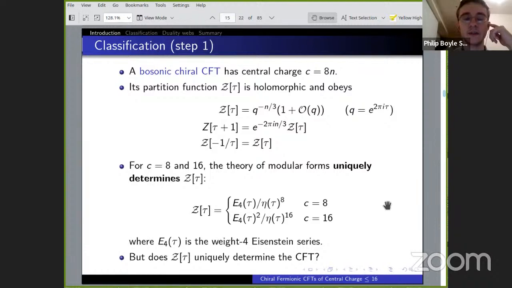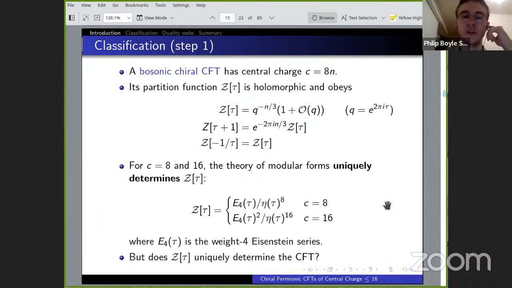The bosonic chiral CFT must have central charge a multiple of 8. And I haven't said it's unitary, but I should have done. Everything in this talk is going to be unitary, CFTs or SPGs, and if you don't impose unitarity, everything I'm going to say is wrong and we can't do anything. So if it's unitary, a bosonic chiral CFT has central charge a multiple of 8, which we'll prove in a moment.